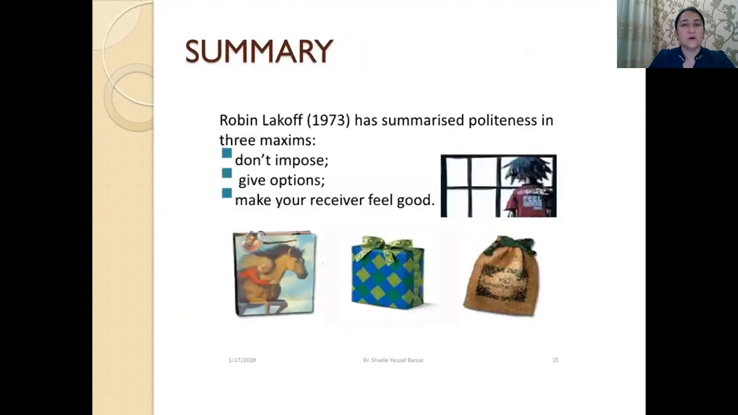So, these were examples to soften our message, to be more polite to each other while interacting. And now let's summarize. As a summary, I can give Robin Lakoff's summary of politeness in three maxims. So the first one, don't impose. The second one, give options. And the third one, make your receiver feel good.